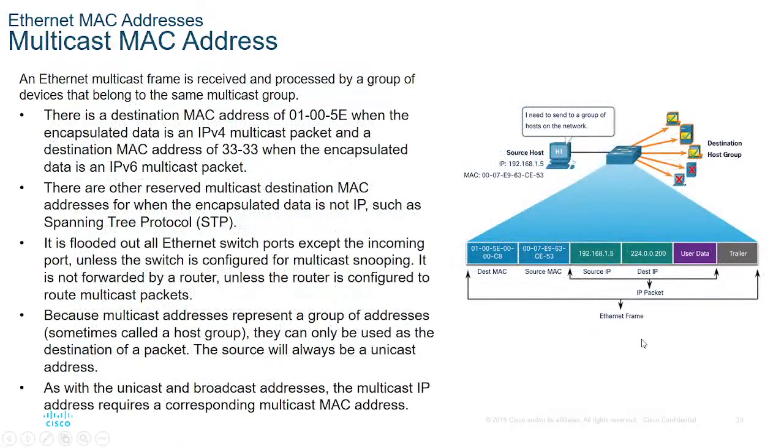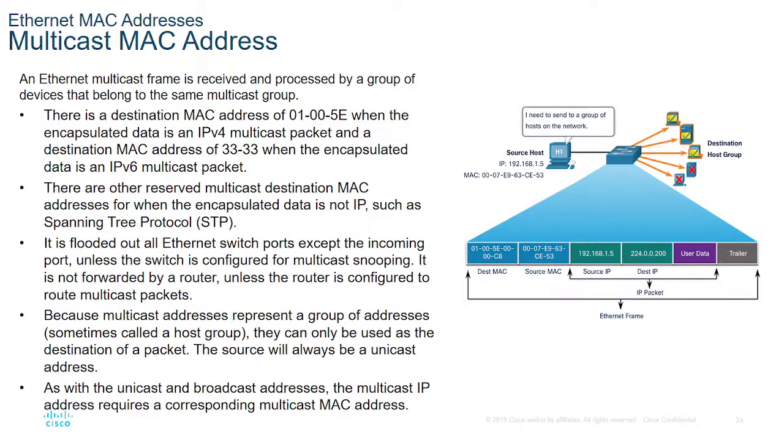Remember what they call a multicast? A multicast is an Ethernet frame being received and processed by a group of devices that belong to the same multicast group. So in this case, there will be a destination MAC address for IP version 4 of 01-00-5E. And this will normally be a multicast packet. And you will have a destination MAC of 33-33 when the encapsulated data is an IP version 6 packet.